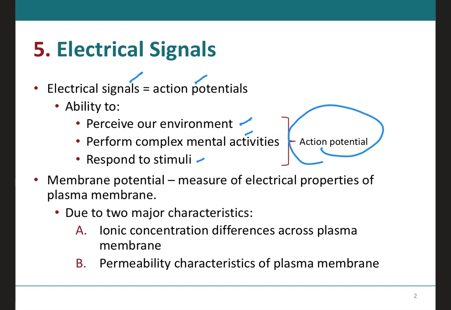The membrane potential is going to be defined as this measure of electrical properties of the plasma membrane, and it's going to be due to two major characteristics, which are the ionic concentration differences across the plasma membrane and also the permeability characteristic of the plasma membrane. Therefore, for us to be able to understand all this, I think it's a good idea for us to review a little bit of how movement occurs through the plasma membrane. So let's cover those in the next few slides.